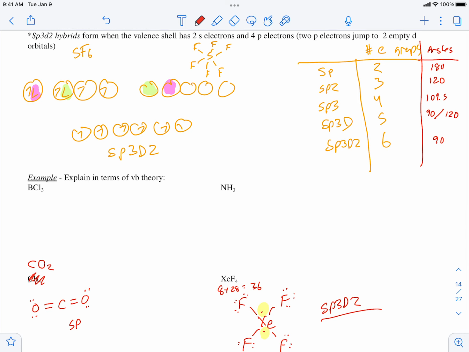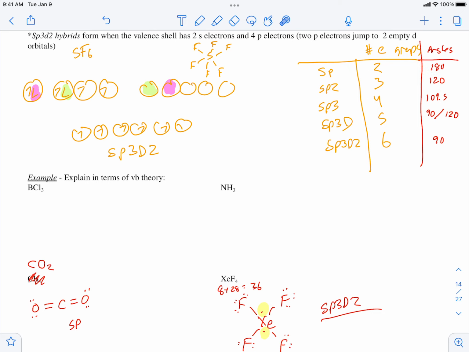I probably went more into the detail of the process happening. At the end of the day, what you need to be able to do is draw the Lewis diagram and determine its hybridization. So I don't mean to make it sound bigger than it is, but that's the reasoning, and this here is what you need to know.